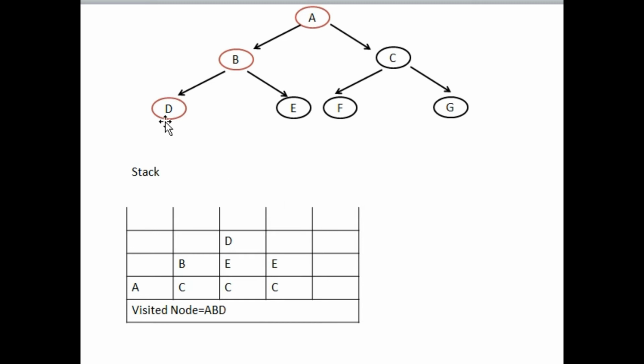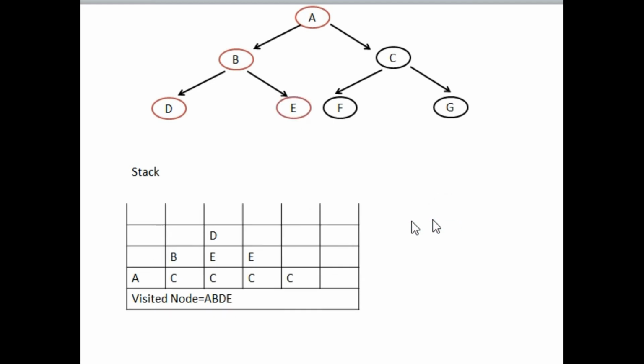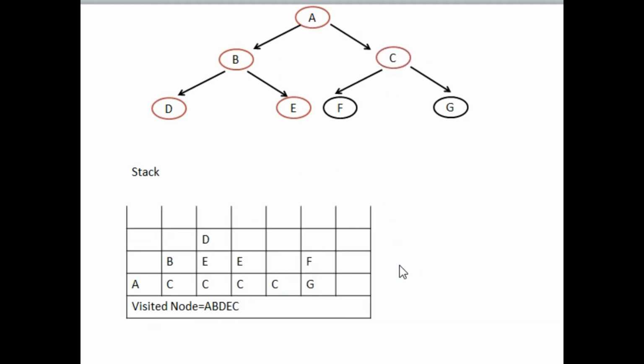Then I will traverse the D node, and there are no children of D, so the increment in the stack will not happen. Then I will traverse the E node. I will mark it red, and there are no children of E node, and the number of total nodes present in this stack will be 1. At the next level I will pop the C node, then the children of this node I will push, these two nodes over here. Just look at the arrangement of these nodes.